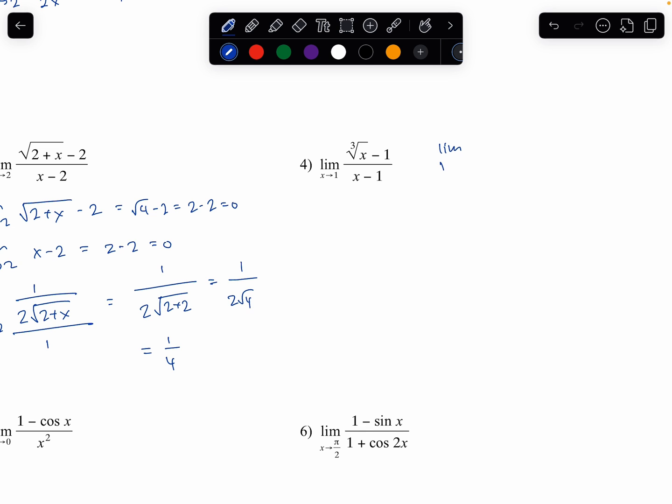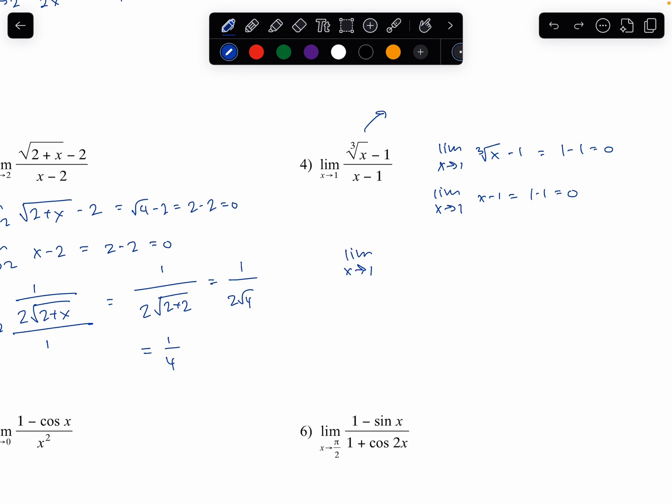The limit as x approaches 1 of the cube root of x minus 1 is equal to 1 minus 1, which is equal to 0. And the limit as x approaches 1 of x minus 1 is equal to 1 minus 1, which is equal to 0. And then we'll do the limit as x approaches 1. Now we have to take the derivative of this.